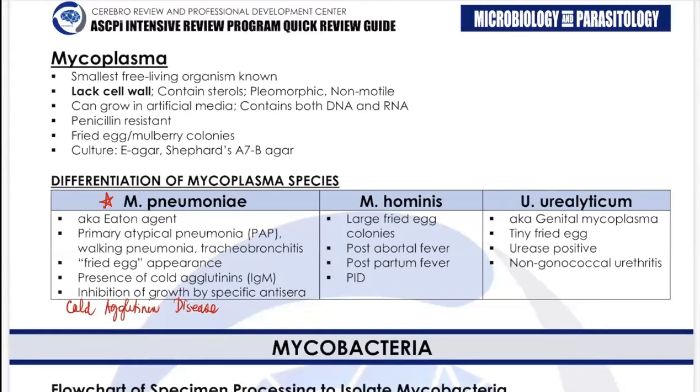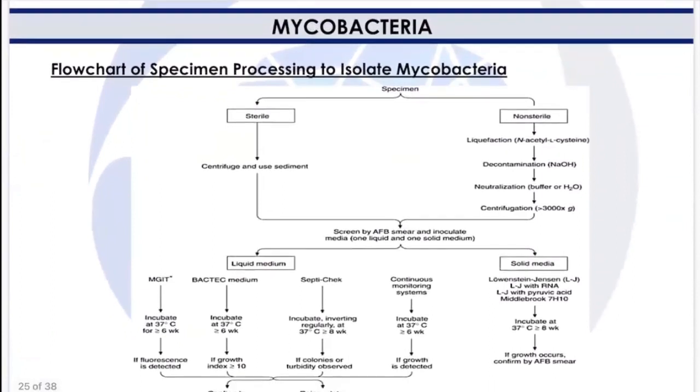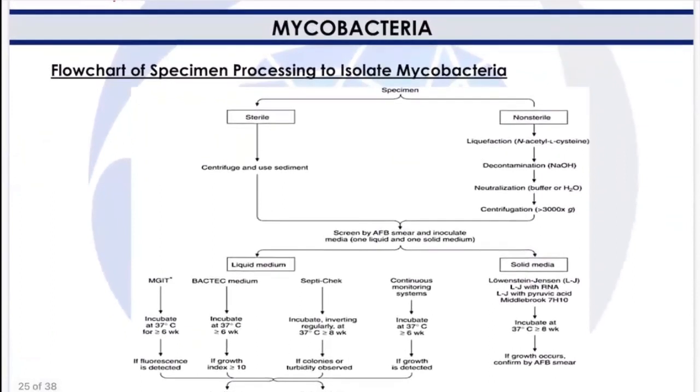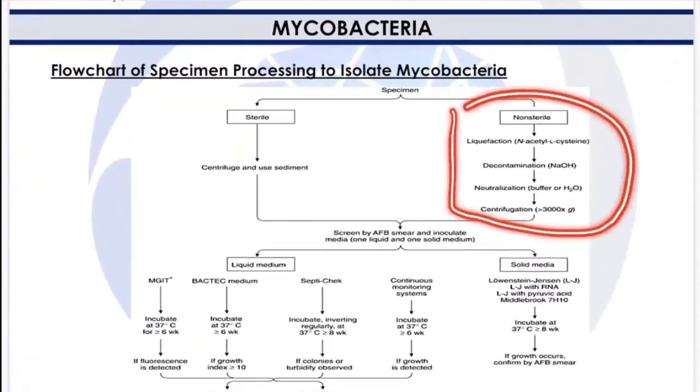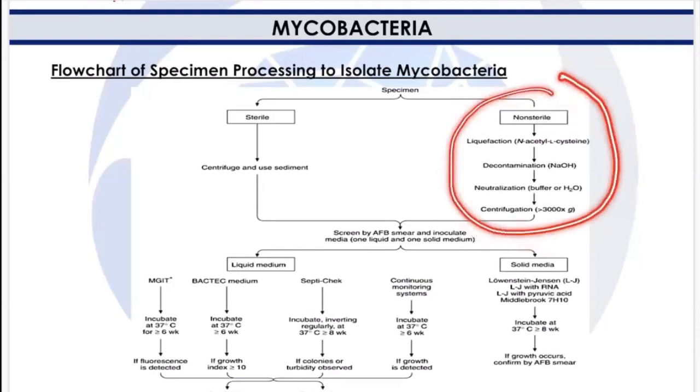And I think we are down to our last group of organisms for bacteriology. We have the Mycobacteria species. So first, take note muna natin yung flow chart of specimen processing to isolate Mycobacteria. Guys, I want you to take note of this. Recall question din ito, yung tamang pagkakasunod-sunod daw ng processing ng specimen for the isolation of Mycobacteria.